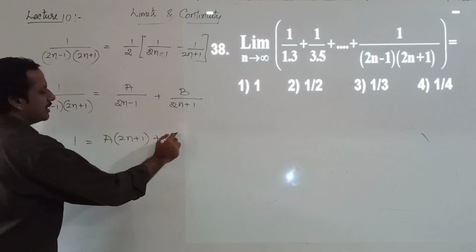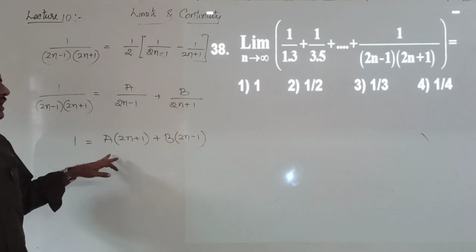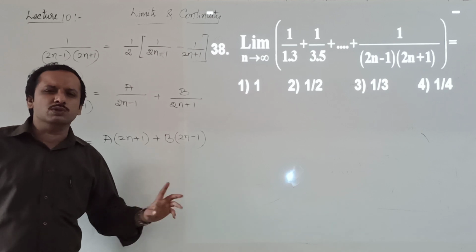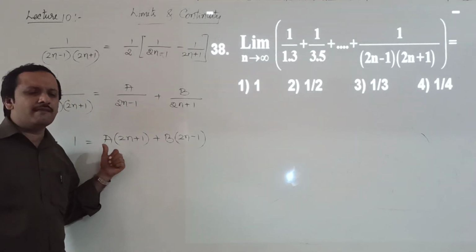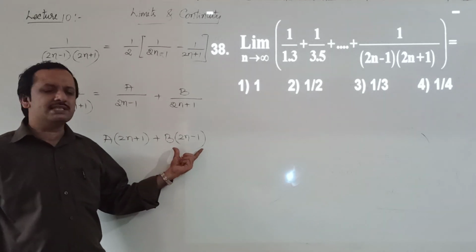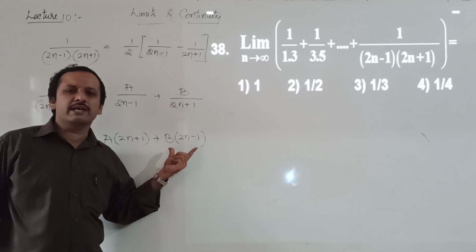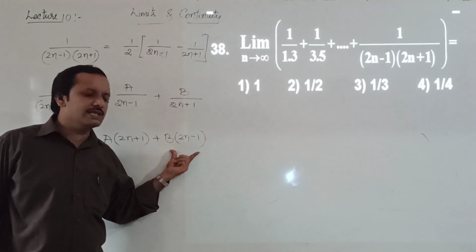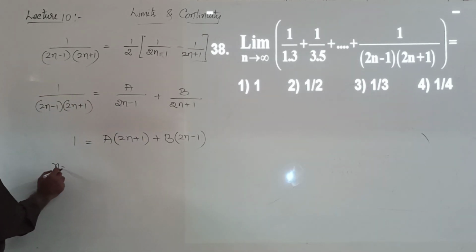Here 2n plus 1 gets cancelled, 2n minus 1 will remain. Now we need to find the value of a and b. For that, put some suitable values for n. First, let us say I want the value of a. To get the value of a, you have to make this as 0. Put a value for n such that this becomes 0. How can I make this as 0? By putting what value for n can I make it as 0? By putting n equal to 1 by 2. So put n is equal to 1 by 2.